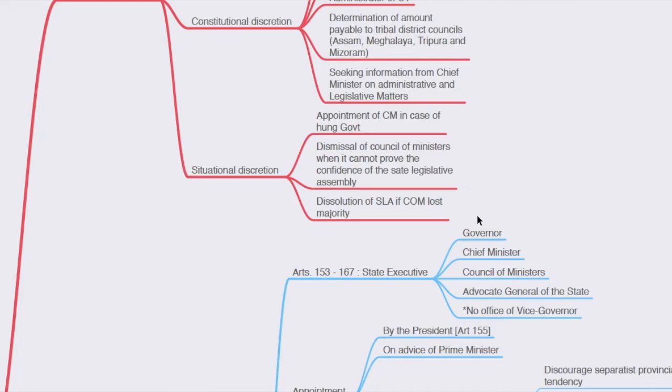The question has often been asked on the constitutional discretion of the governor, role of governor. So it's very important to know these provisions so that you can easily jot down your answers.